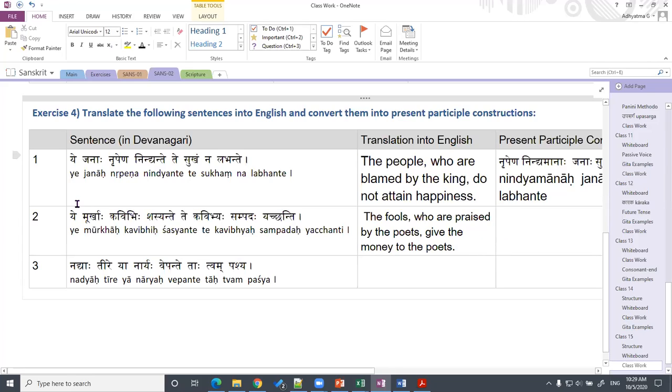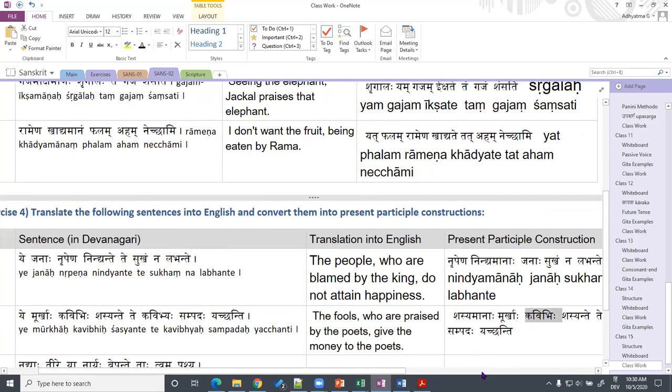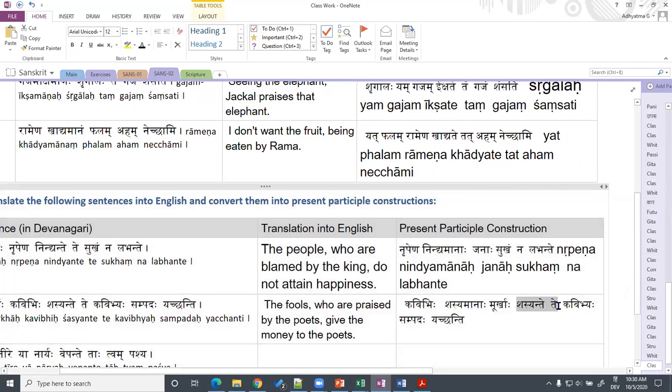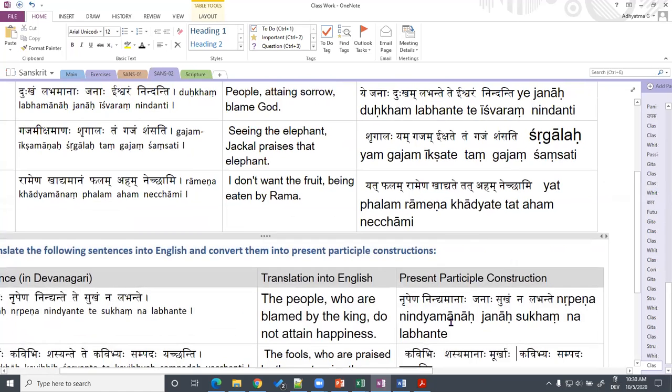And here you will make it kavibhih shashyamanaah murkhaah kavibhyah sampadah yachanti. So kavibhih, that will come first. Kavibhih shashyamanaah murkhaah kavibhyah sampadah yachanti.